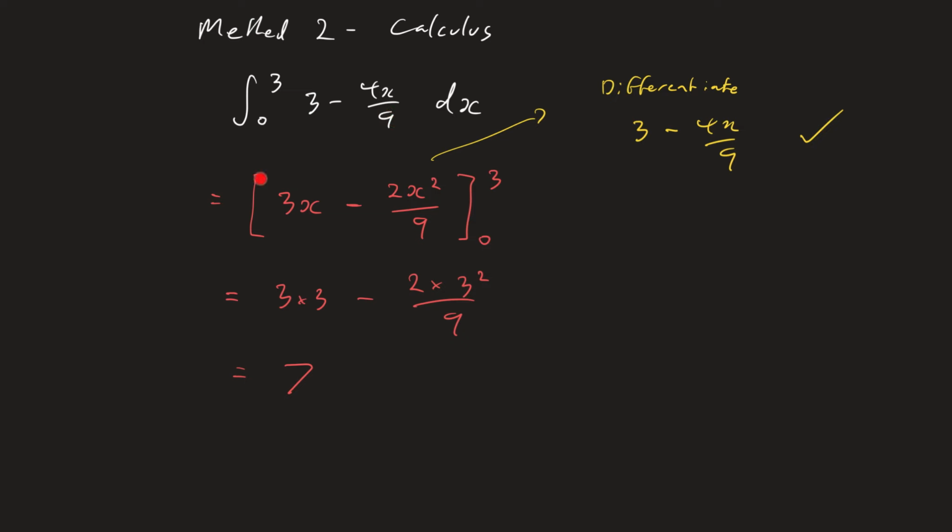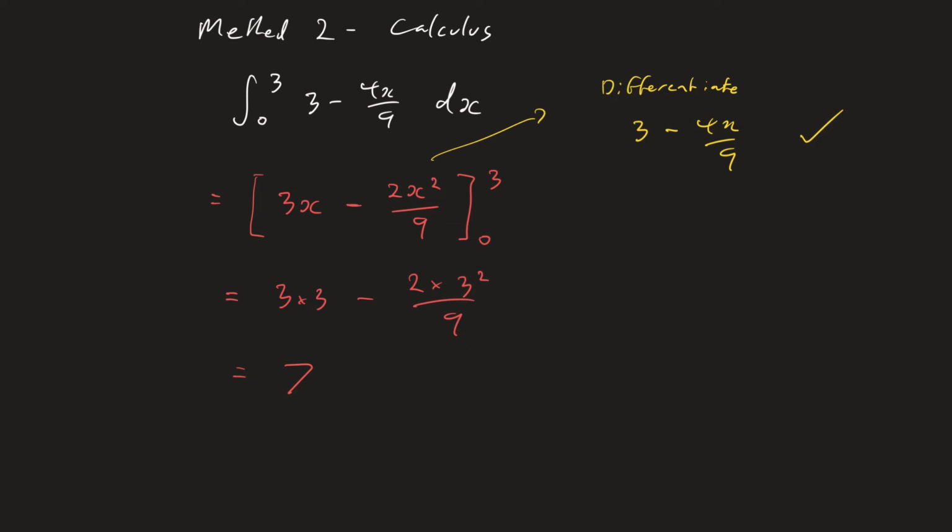We use this slightly funny notation here. This means that we want to evaluate this function in here between x equals 0 and x equals 3, or precisely, we first evaluate this when x is equal to 3, then we evaluate it when x is equal to 0, and then we subtract the 2.